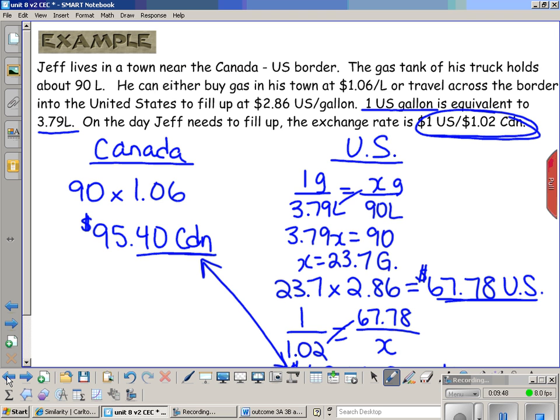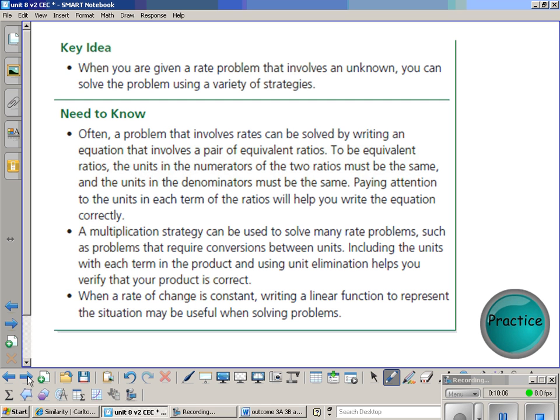Paying attention to the units in each term of the ratio will help you write the equation correctly. So what that means is if we go back here, we kept gallons in the numerator and we kept liters in the denominator. Now, technically, it wouldn't really matter if we had put the liters in the numerator and the gallons in the denominator, as long as we stay consistent. A multiplication strategy can be used to solve many rate problems, such as problems that require conversions between units. Including the units with each term in the product and using unit elimination helps you verify that your product is correct. And when a rate of change is constant, writing a linear function to represent the situation may be useful when solving problems. So just some things to think about.